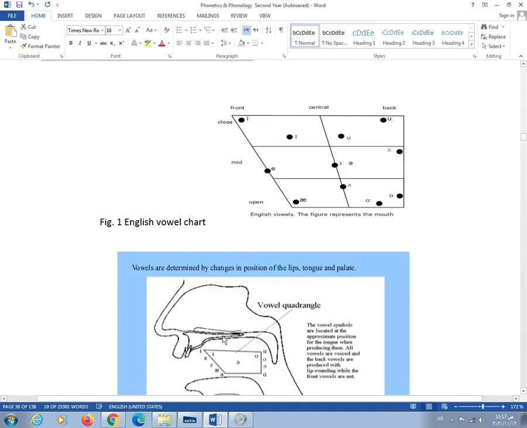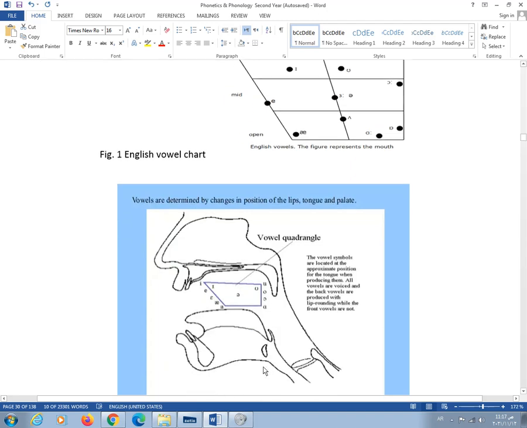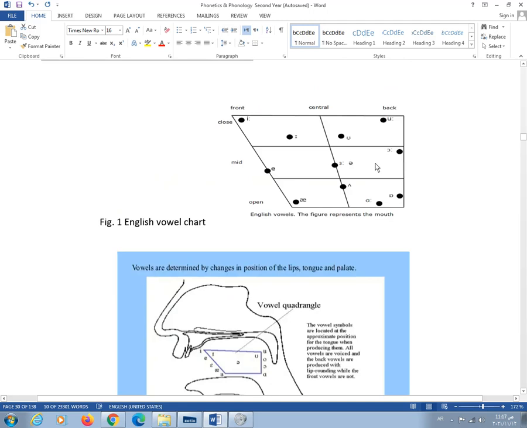So what does this represent? It represents a map inside our mouth, which tells us where exactly each vowel is pronounced. And when we talk about vowels, we talk about three important things.